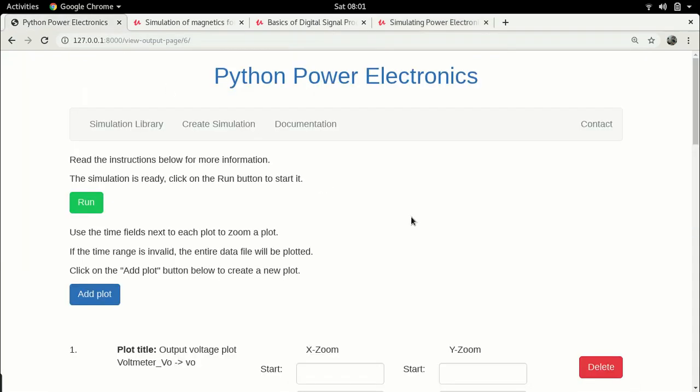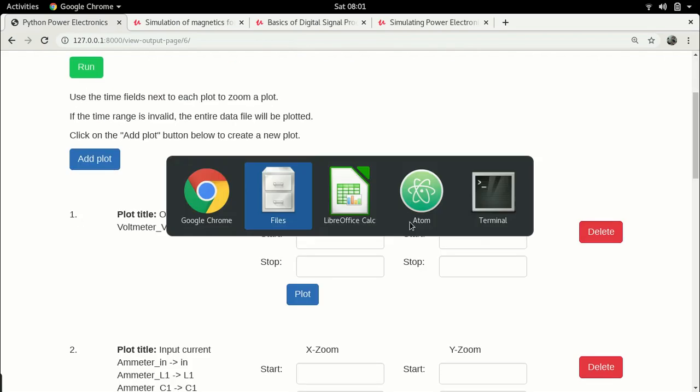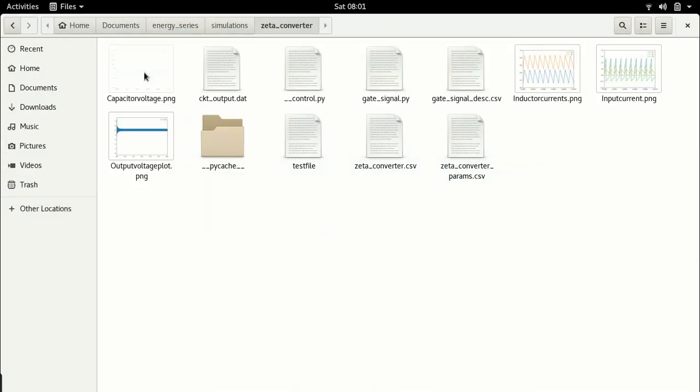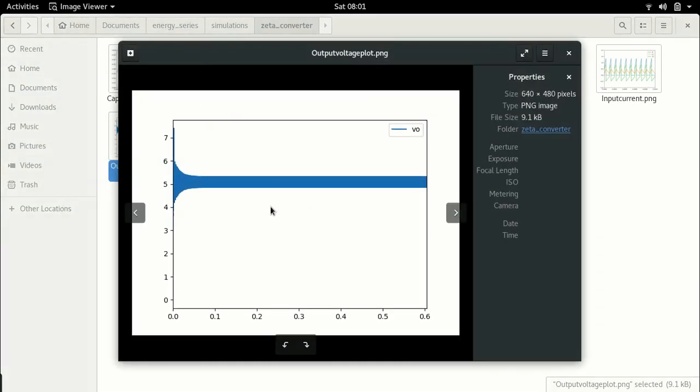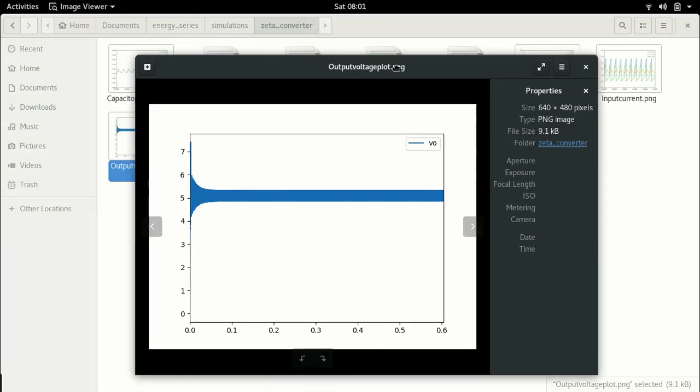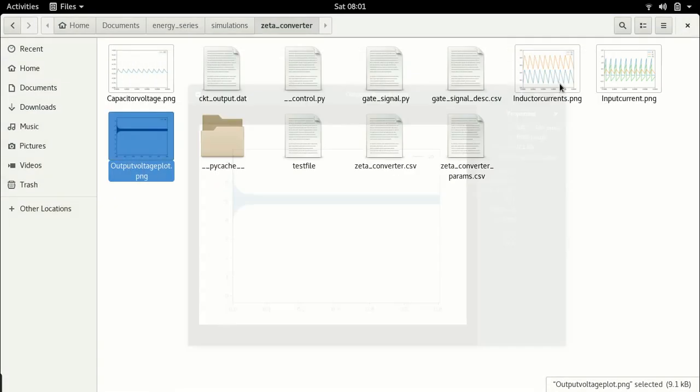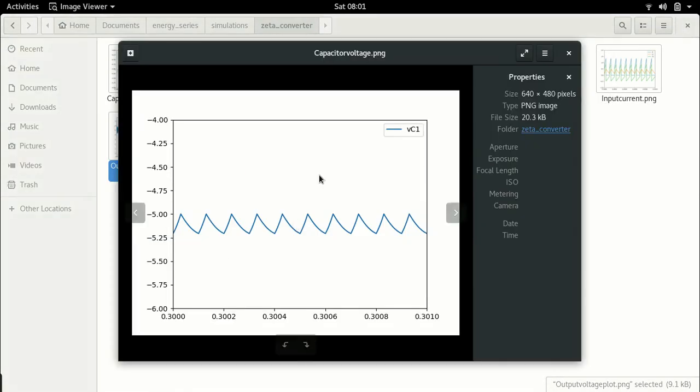So back to the lecture. Coming back to where I was, we had plotted the capacitor voltage and we had seen that the capacitor voltage and the output voltage are roughly equal. Right? Now, let us try to figure out why that is the case.